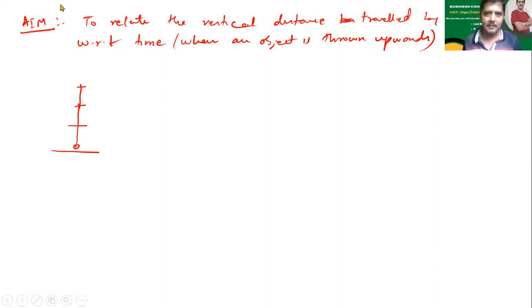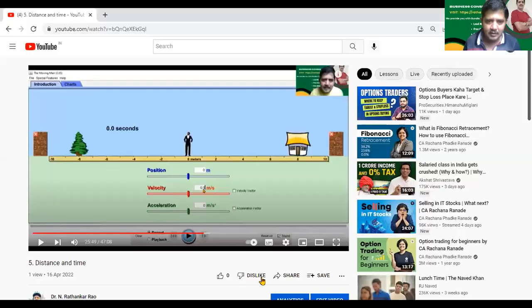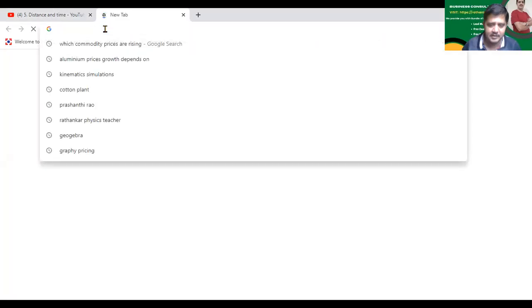Where is the experimental detail? Where is my lab page? The lab page is missing. Oh, I missed the lab page. Just a moment, wait, let me open the lab page.